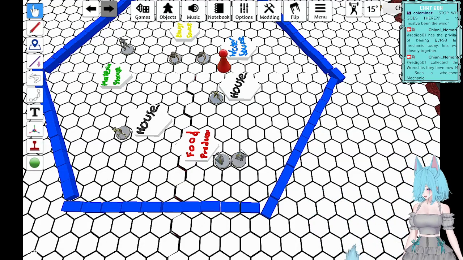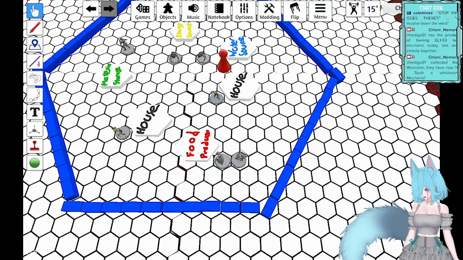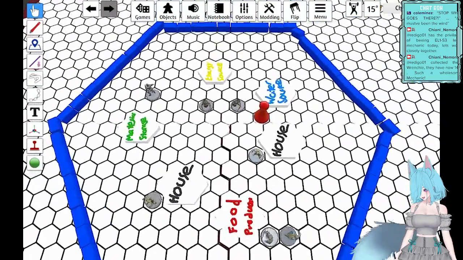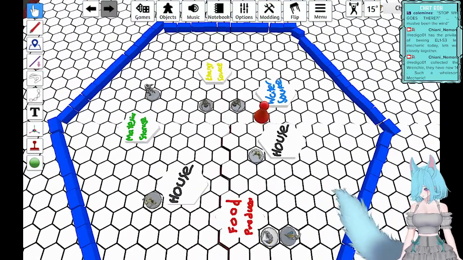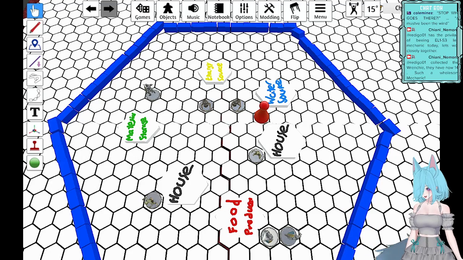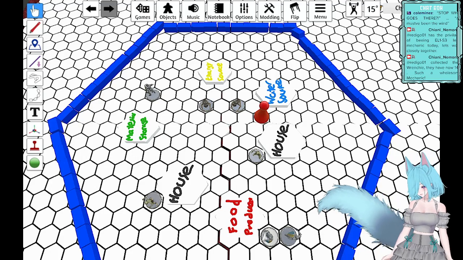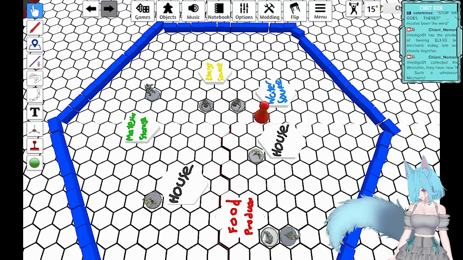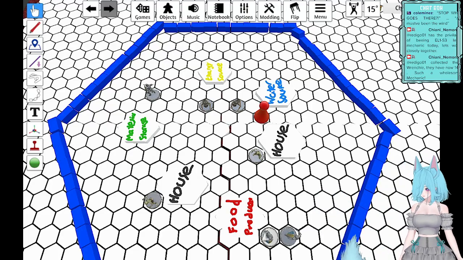Then our next turn. Should we try to go for the energy source? No, we can't go for the energy source. The alien would notice us. We already collected the water source.